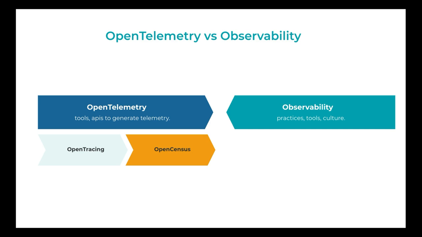OpenTelemetry facilitates observability by providing the necessary data, but observability itself encompasses the practices, the tools, and the culture that enables teams to proactively detect and to resolve issues in their systems. So in general, you can think of OpenTelemetry as a critical component in the observability landscape. It provides standardized tools for generating and managing telemetry data, which in turn supports the broader goals of observability in understanding and maintaining systems that are healthy and very performant.